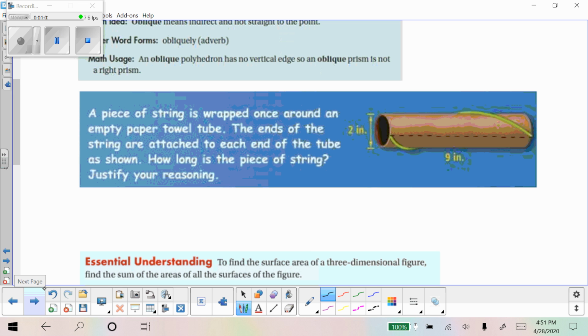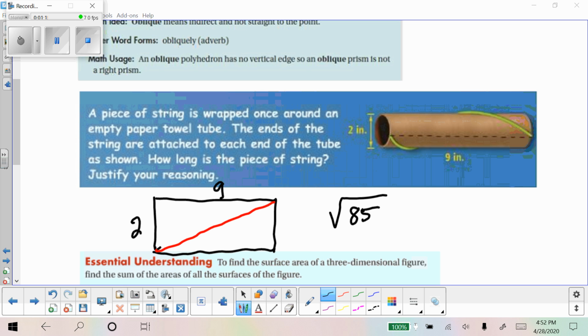A piece of string is wrapped once around an empty paper towel tube. The ends of the string are attached to each end of the tube as shown. How long is the piece of string? Justify your reasoning. Go ahead and give that a shot. All right, I'm thinking the length is the square root of 85. You can see my picture.